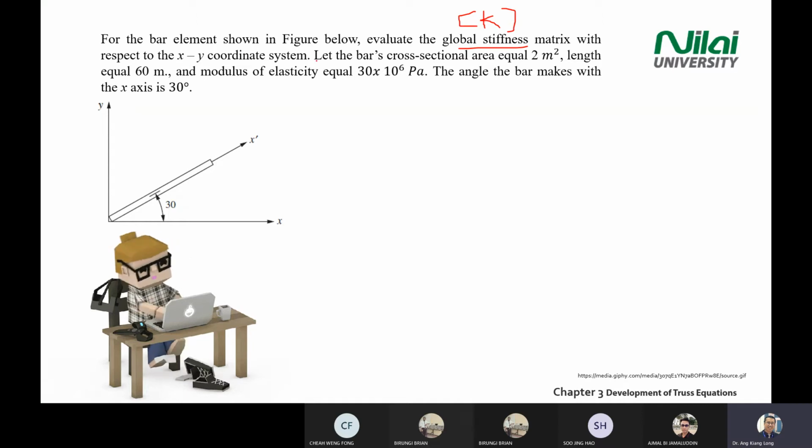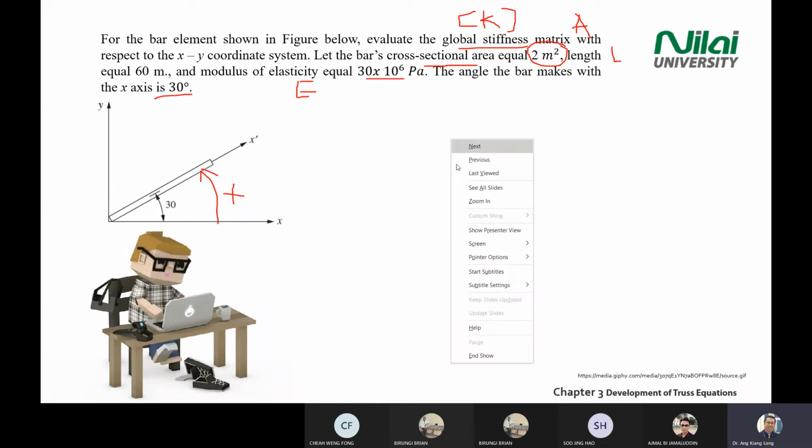With respect to the XY coordinate system, let the bar cross section be 2 meters square. Again, you are given the cross section area, which is your A. Length is given, so L is given. Modulus of elasticity, which is your E, is given. The angle of the bar is 30 degrees. So again, the angle is positive when you have an anti-clockwise direction from x to x prime. Let's develop the K.